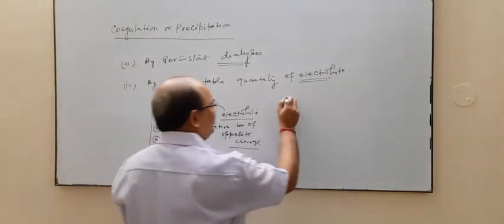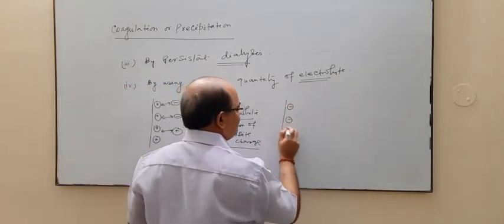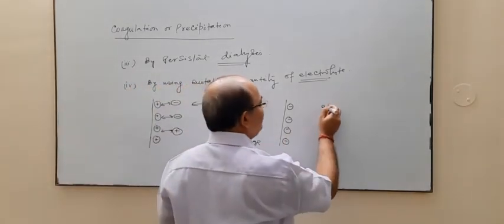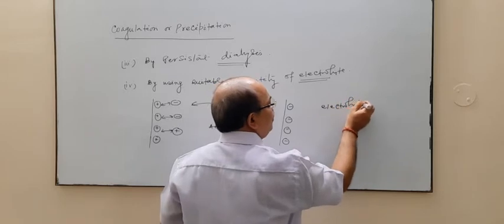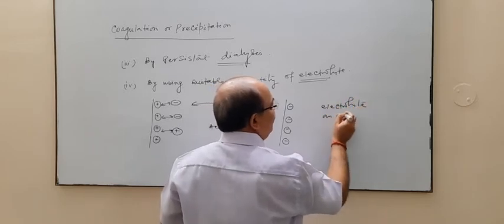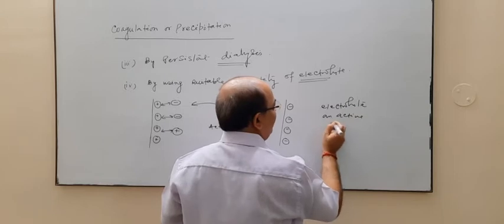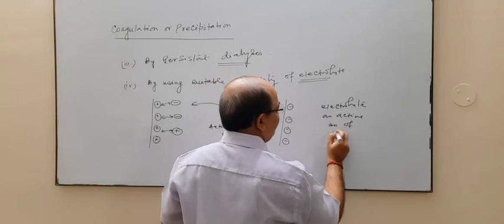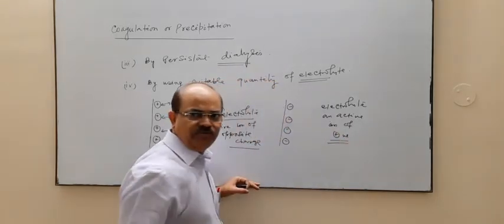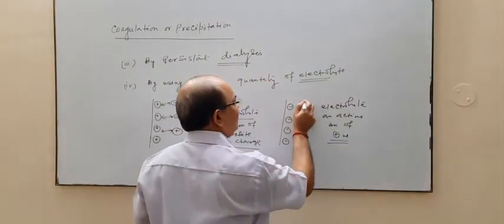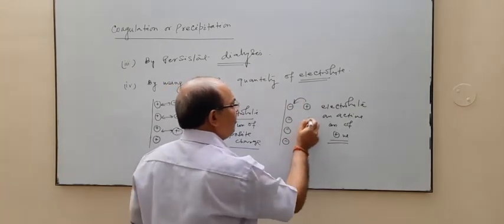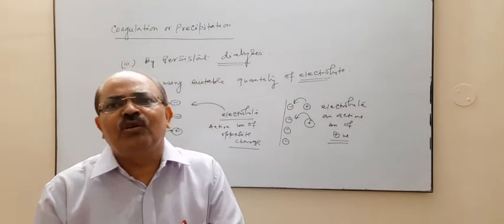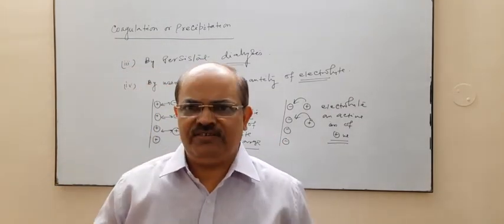The same is applicable for a negatively charged colloid. For example, if your colloidal particle is negatively charged, then you add an electrolyte which has an active ion of positive charge. Then this positive charge will neutralize the charge present on the colloidal particle and your colloid will coagulate.